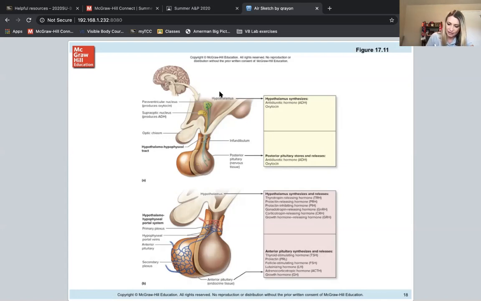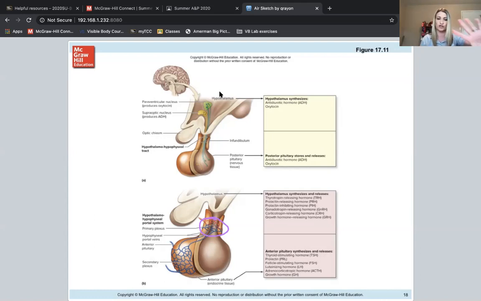So we see this network of capillaries right here, and we call that the primary plexus. Okay, so it's the first capillary bed that we have here. And this is where hormones from the hypothalamus are going to enter the bloodstream, and then all this blood is going to eventually be directed into the portal veins. And then the portal veins, they're not very long.